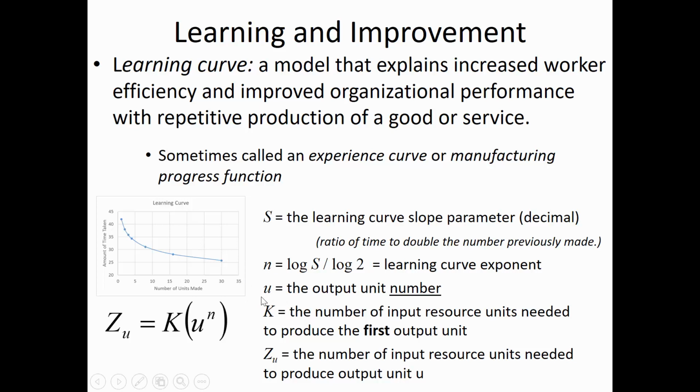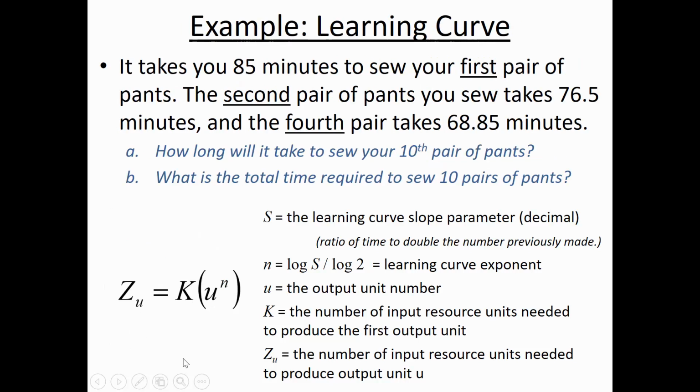And then K is the amount of time or the number of input resource units. It doesn't necessarily have to be time that this is applied to, but it's basically how much was needed to make the first one. This equation all together will allow you to find out how much time, or whatever the input units are, it takes to make the U item. So if U is 10, then it would be the time needed to make the 10th item.